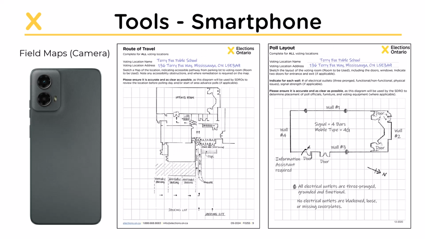Record each photograph's location on the sketch of the poll, indicating where the photo was taken and the subject of the photograph. For example, doorway, ramp, or obstruction. A series of photos should provide a complete overview of the location, starting with the exterior, traveling towards the parking lot, and then following the route to the voting location.